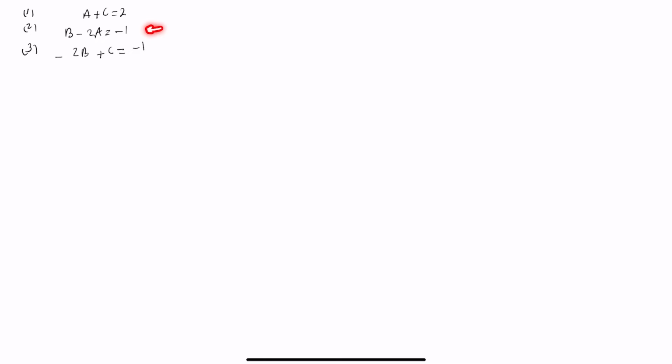I'm going to use number 2 and number 3 to eliminate b. So first, I'm going to take equation number 2 and multiply it by 2. And then I'm going to add it to equation number 3.